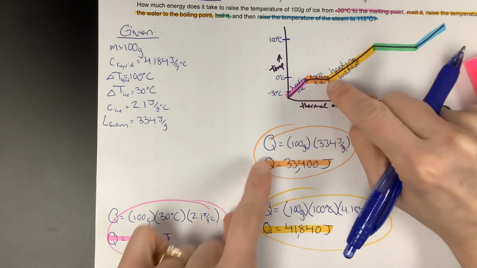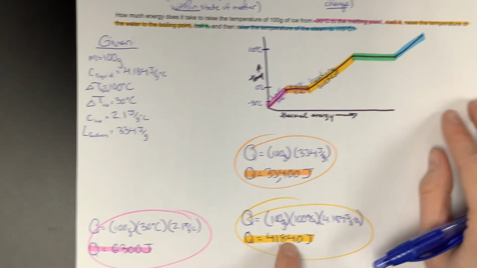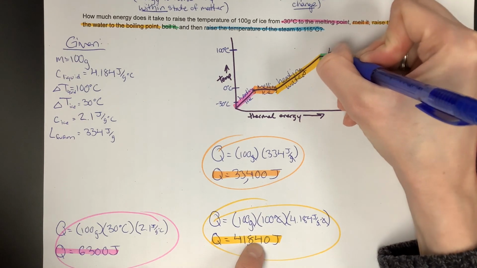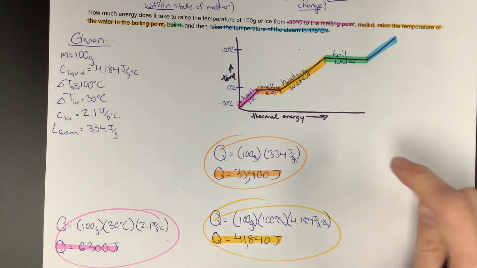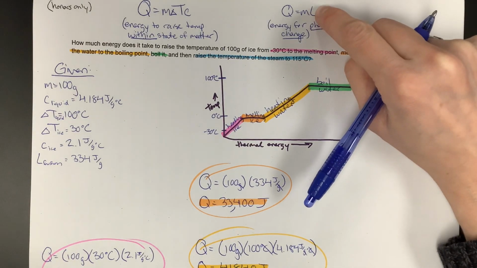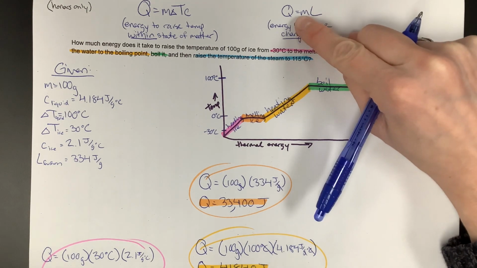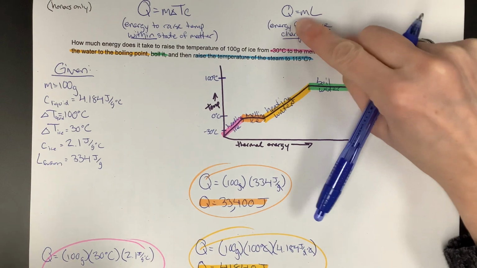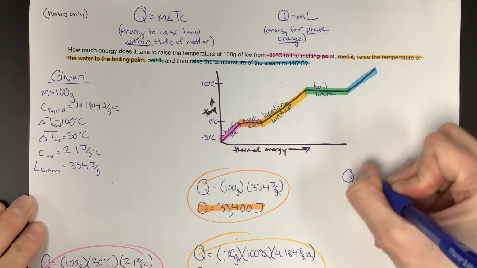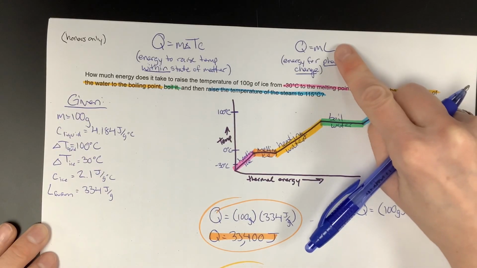Okay, so we've done all first 3 steps. Heating the ice, melting the ice, heating the water. Next, we are going to boil the water. If I boil the water, how much energy does it take to do a phase change? It's going to be the latent heat of vaporization, how much energy it takes to boil 1 gram, times however many grams I have. So that means we're going to do the mass times however much energy it takes to boil 1 gram.